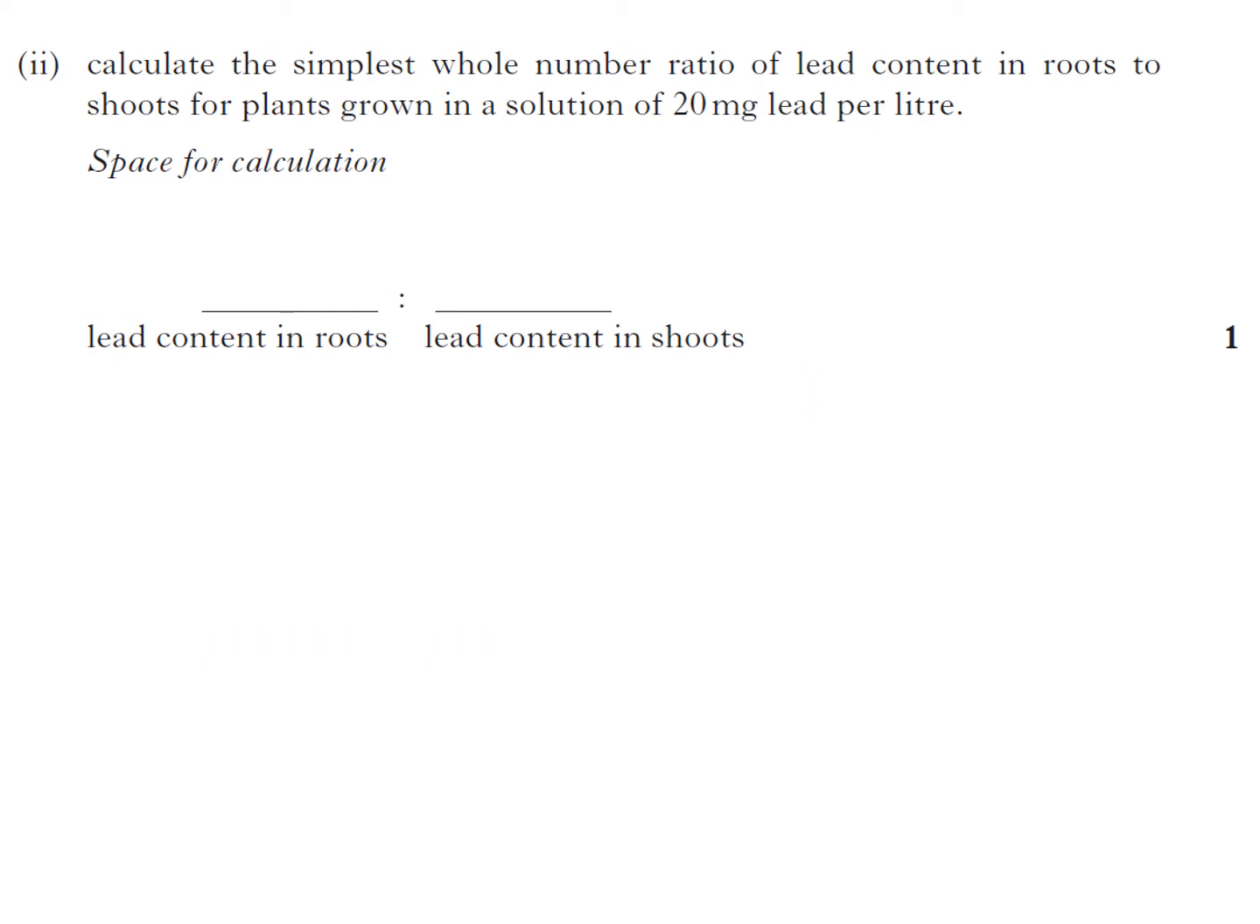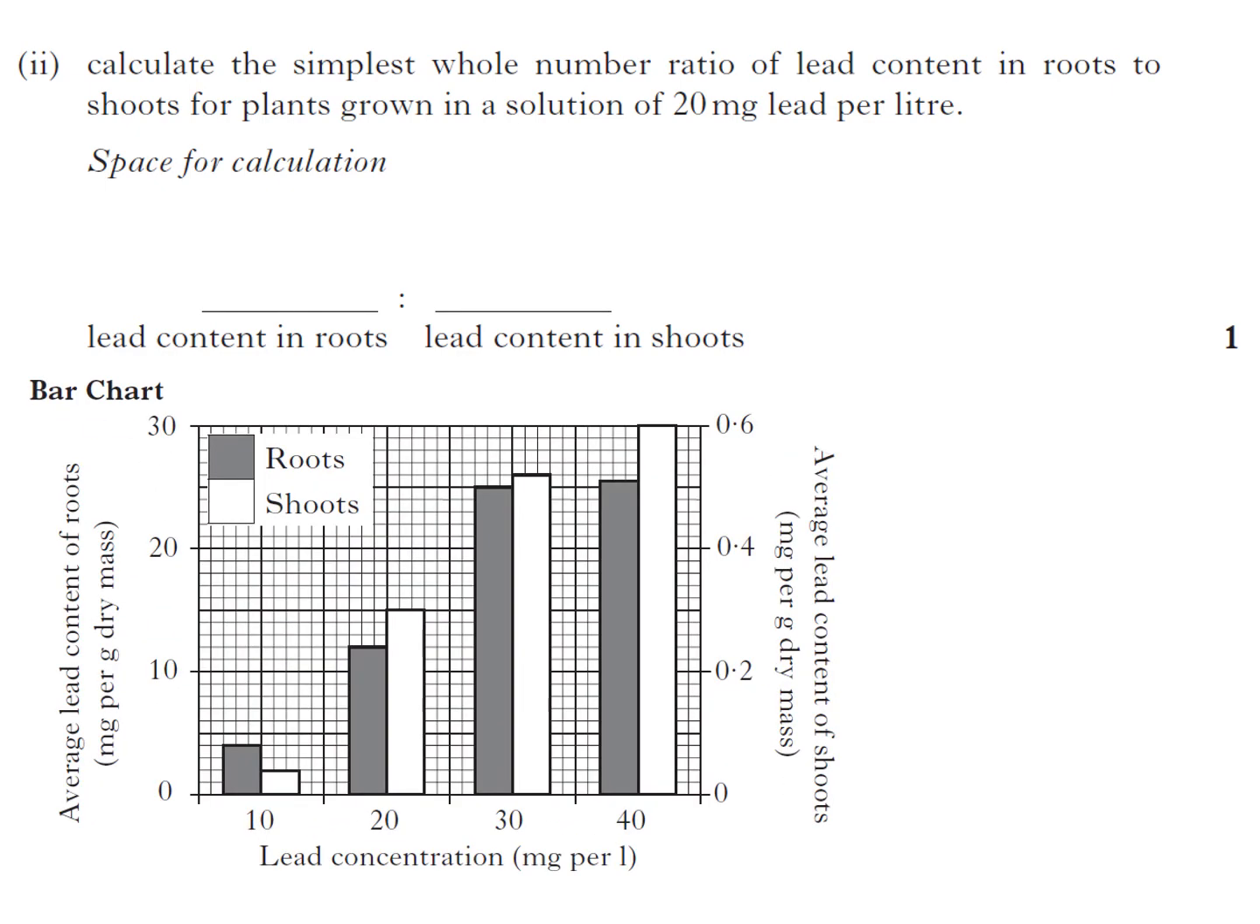Calculate the simple whole number ratio of lead content in roots to shoots for plants grown in a solution of 20 mg of lead per litre. Okay, again we're going to have to read to different axes, that's why it's considered to be tricky enough to give you as a mark. So here we go, here's our 20 mg and we're looking for roots. Our roots is at, we would say this is going up in 1, so 12, and our shoots, reading that way, is 0.3. Right, so we need a simple whole number ratio of this one.